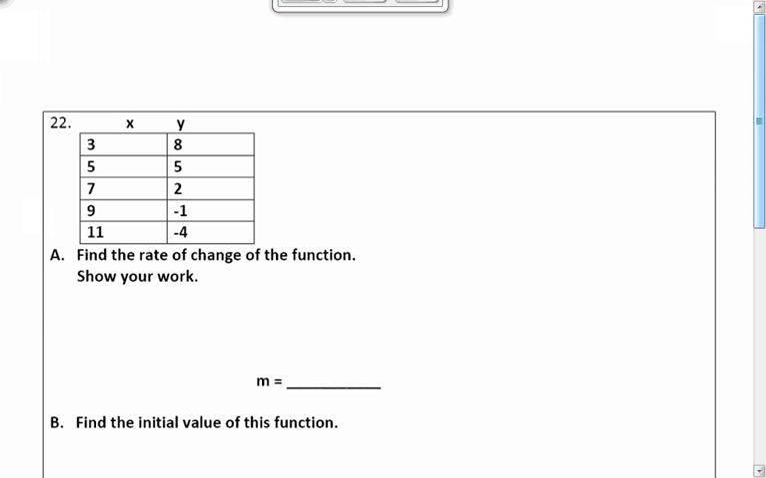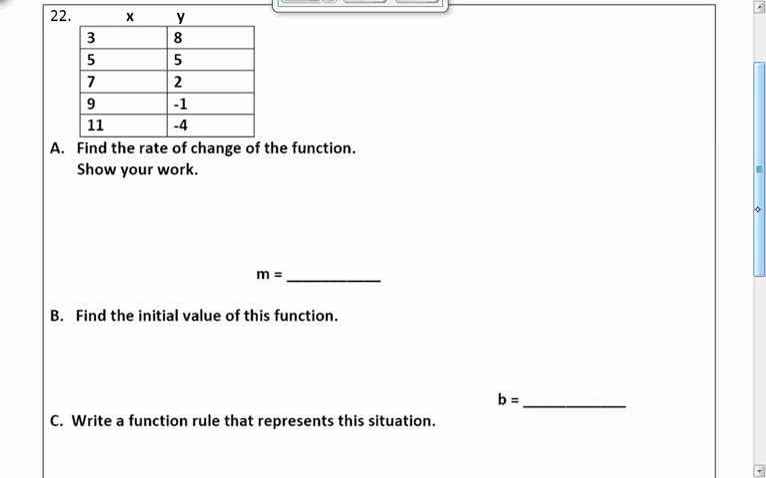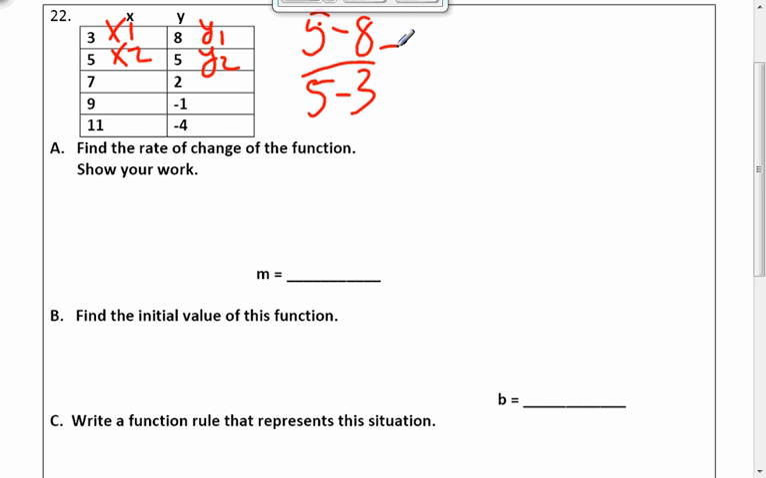Number 22, this is a good question. The only issue with it is you're going to end up with some fractions, which you guys hate, but you have to deal with. So, find the rate of change. Well, we do that by doing the slope formula. x1, y1, x2, y2. So, plug it into the formula, y2 minus y1, 5 minus 8 over 5 minus 3 equals negative 3 over 2. Can I simplify that? No. So that's the slope. Negative 3 over 2.